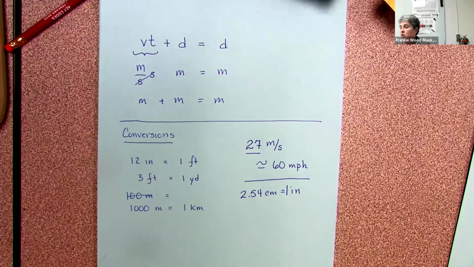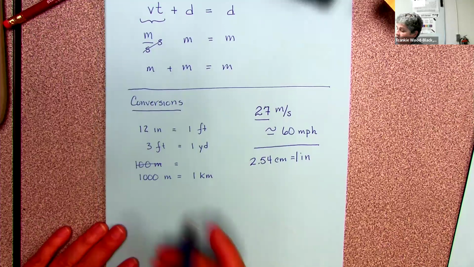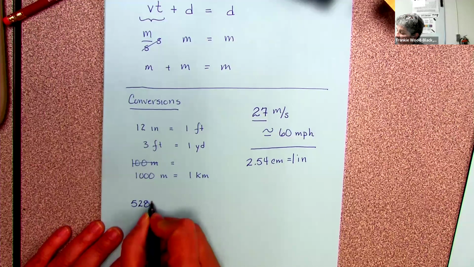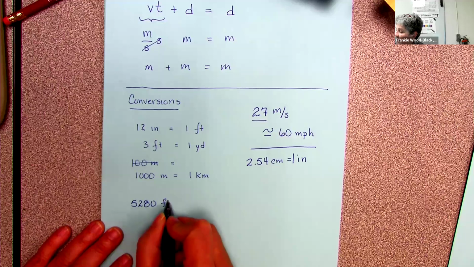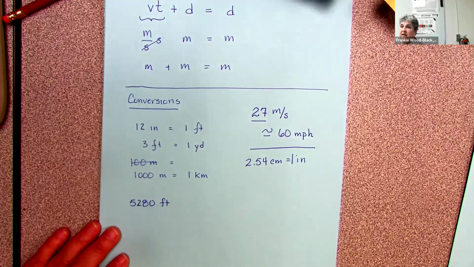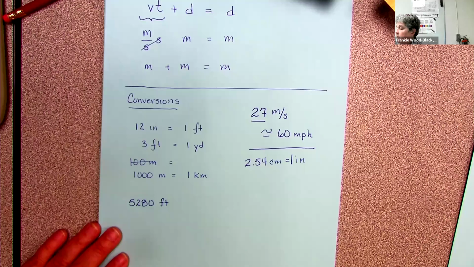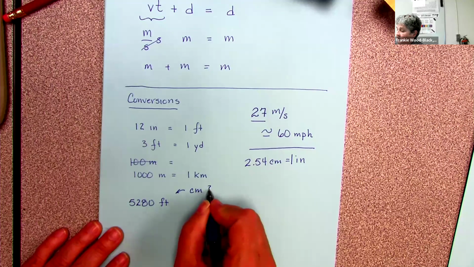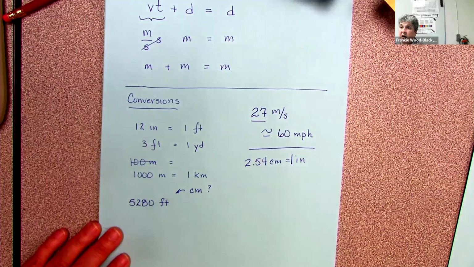Okay. So if we wanted to do a conversion, I'm going to do 5280. And hopefully most people know what 5280 is. 5280 is feet in a mile. But I want to know how many centimeters 5280 is. I'm going to have to do a conversion.